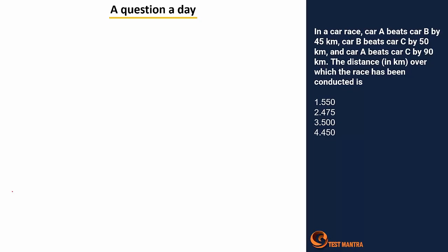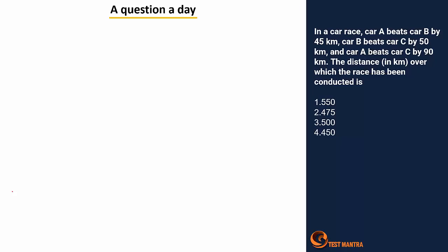In a car race, car A beats car B by 45 kilometers, car B beats car C by 50 kilometers, and car A beats car C by 90 kilometers. The distance in kilometers over which the race has been conducted is?